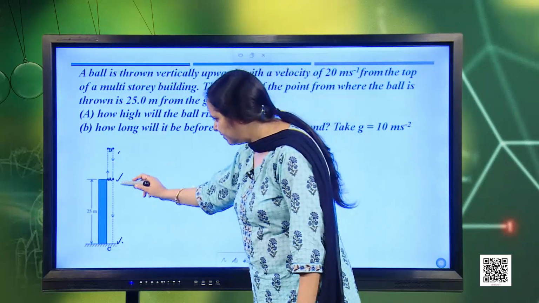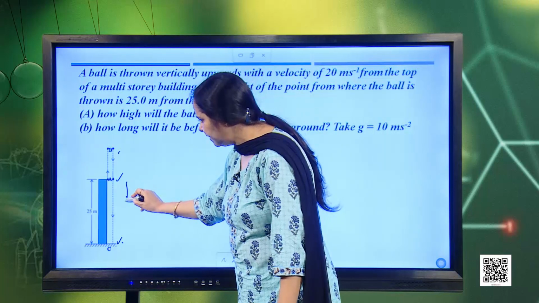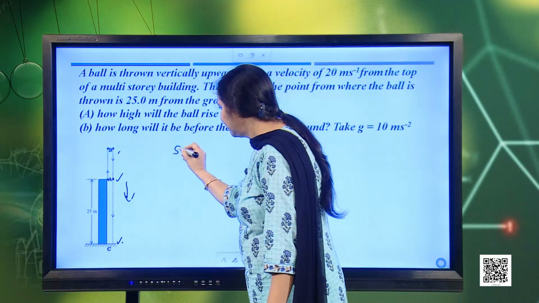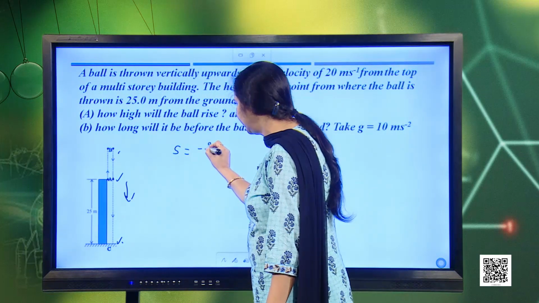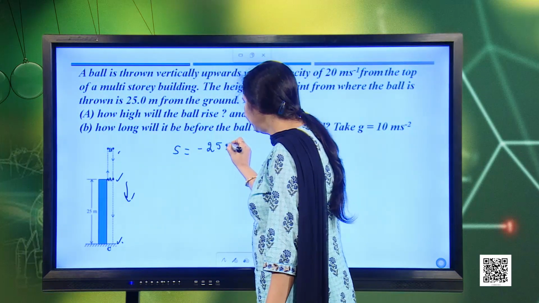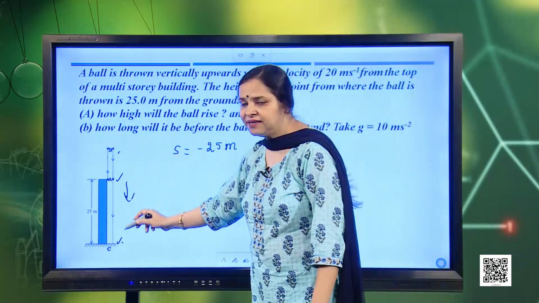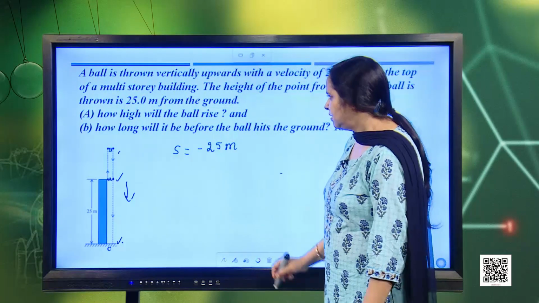So here, what is the net displacement? The net displacement will be in the downward direction. So we can say the displacement S is equal to minus 25. We are considering the sign convention as well, because the net displacement is directed in the downward direction.